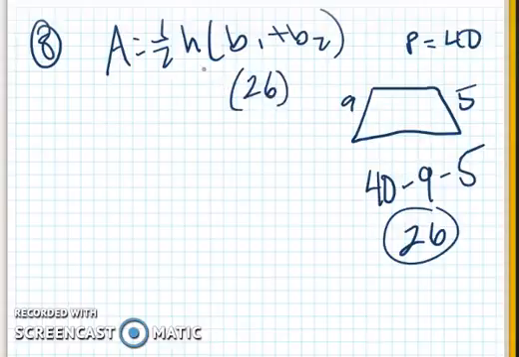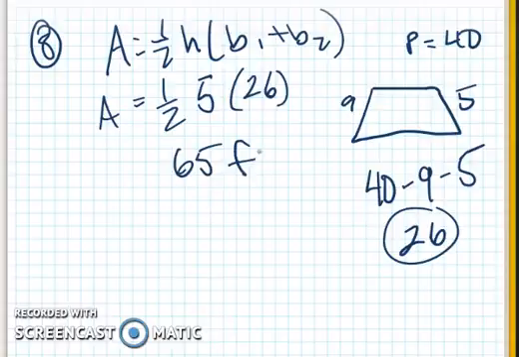The height was given to me as 5. That looks like a 6. Sorry about that, it's a 5. And then we're going to take half of that. Okay, so half of 26 is 13. 13 times 5 is 65. And I believe it's in feet.